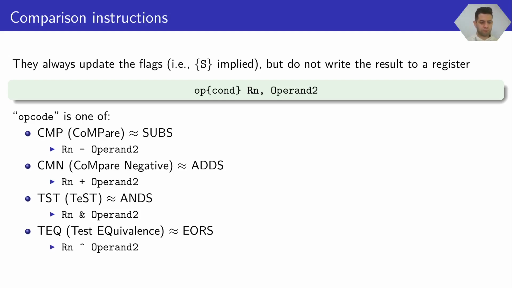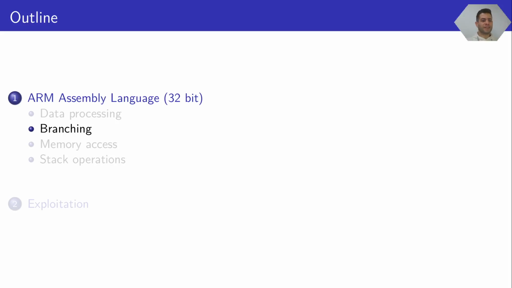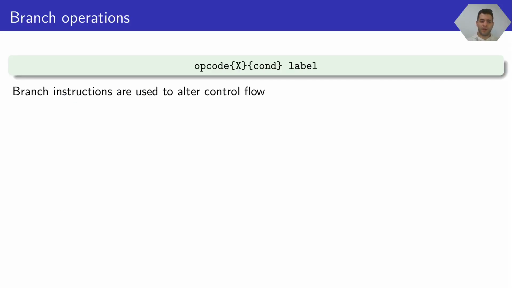Okay, easy. Branching instructions. We have already seen the B instruction in that example in which we were trying to convert some simple C program into the corresponding ARM assembly, and we found that this instruction is just putting the value of the label into the program counter. This is the register in charge of pointing to the instruction that is going to be executed.